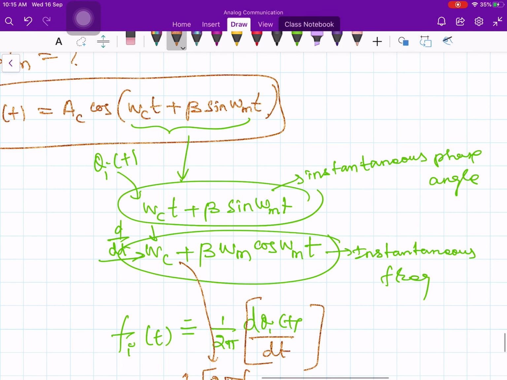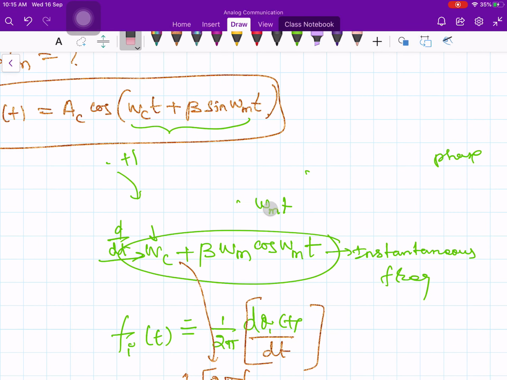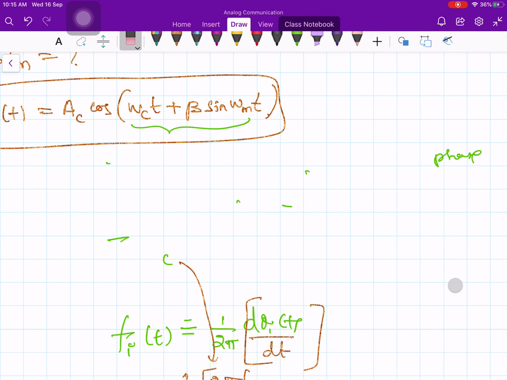I'm confusing. Let me rewrite properly. This is not the way to teach. It will create a lot of confusion.